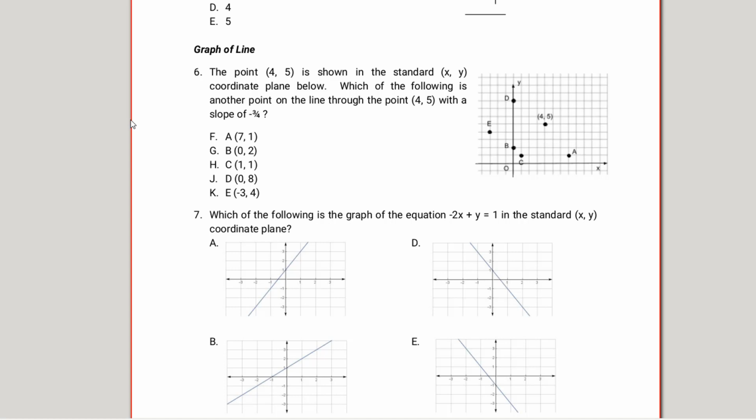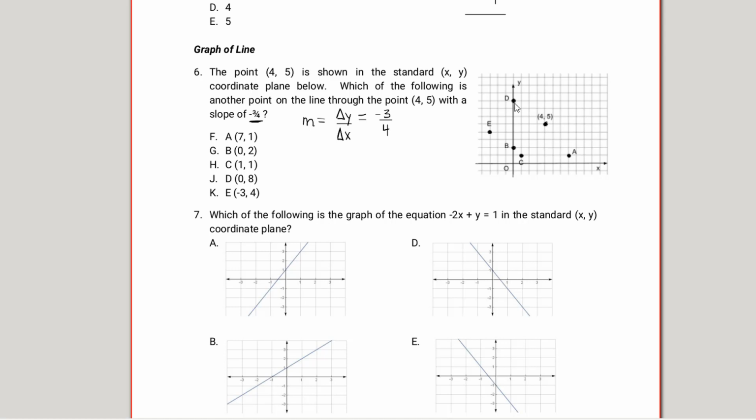Number 6 says the point (4,5) is shown in the standard xy coordinate plane below. Which of the following is another point on the line through the point (4,5) with a slope of -3/4? So remember, by definition, slope is the change in y over the change in x, the rise over the run. In our case, it is -3 over 4. We're going to go down 3 over 4. So from the point (4,5), we're going to try that and see.